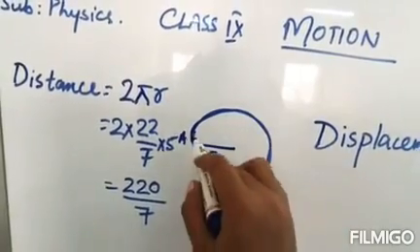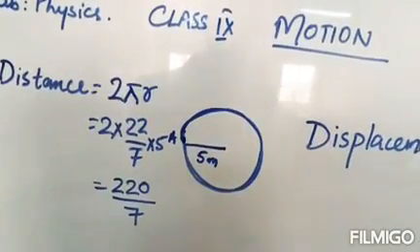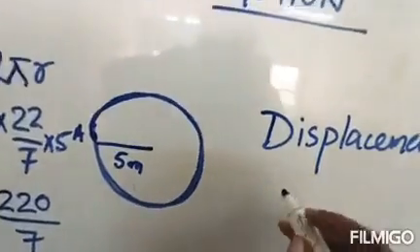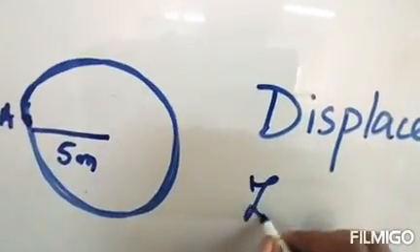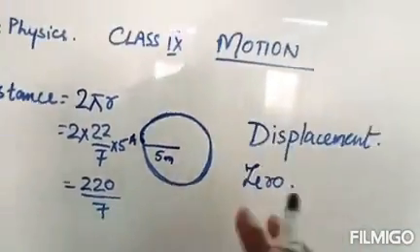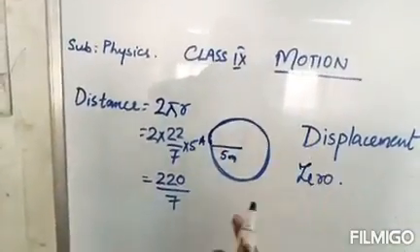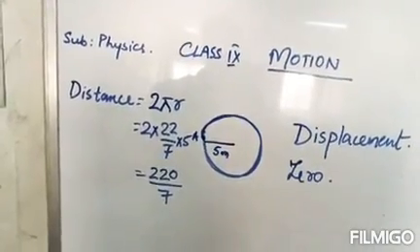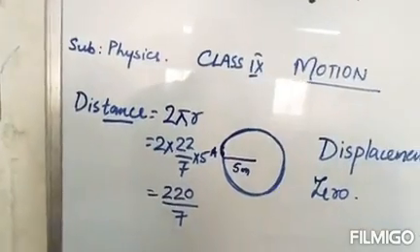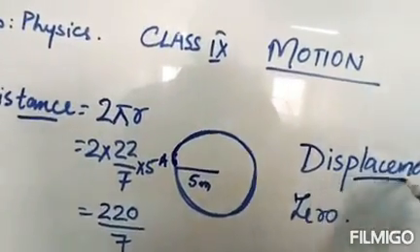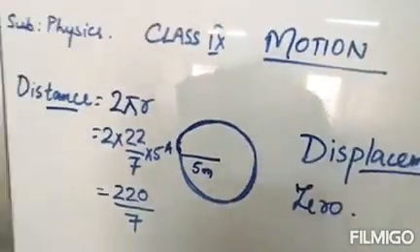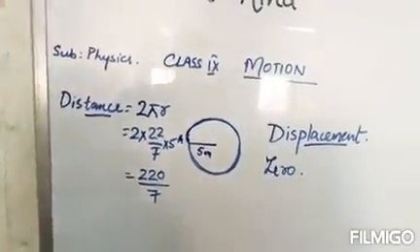So initial and final position, what is the difference between both the points? 0. So displacement in this case will be 0. If the boy covers a circular path, or if an object covers a circular path, then the displacement will be 0. But distance can never be 0. So from here we can conclude that even if displacement can be 0, distance can never be 0.